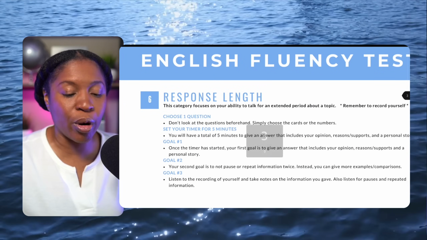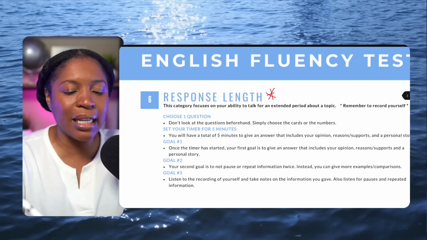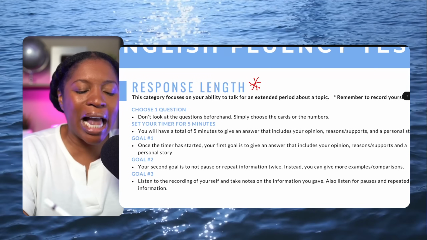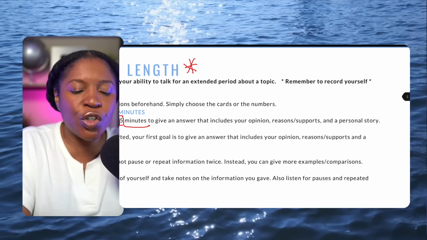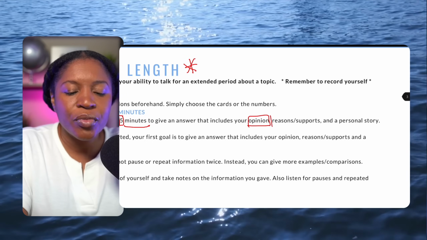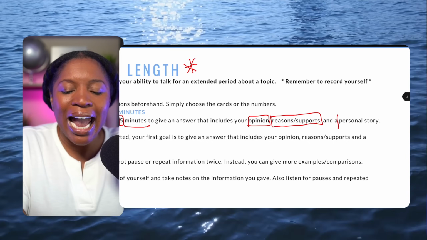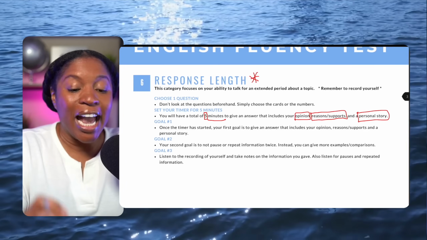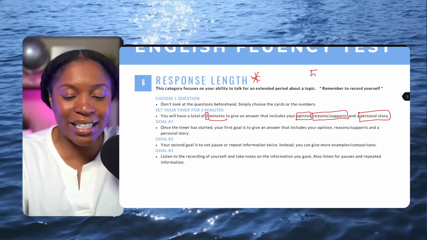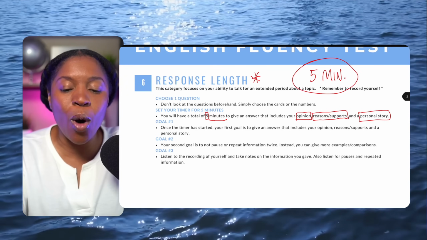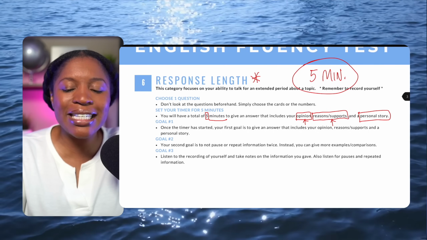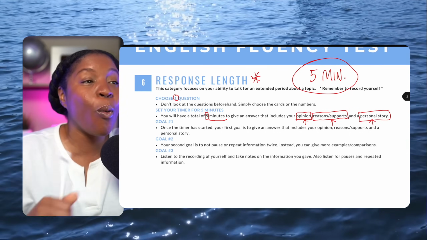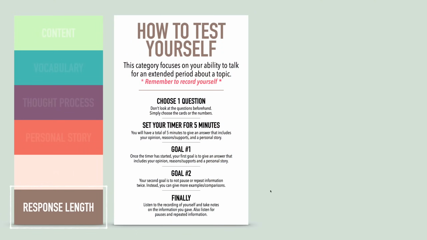Now, this is where it gets interesting. For this category, again, we're talking about response length. What you're going to do is you'll have a total of 5 minutes to give an answer that includes your opinion, your reasons or the supports, and a personal story. Now, you must talk for 5 minutes in order to get a 100%. But remember, you want to give your opinion, your reasons, and a personal story about the one question you chose. It's very important. So how can you score yourself?